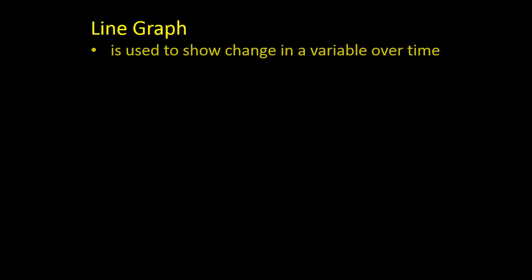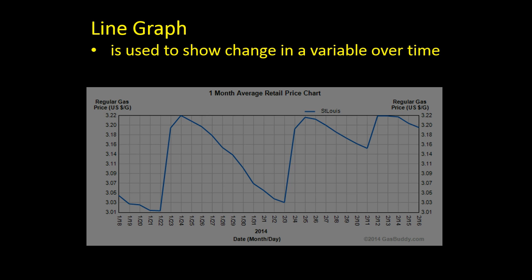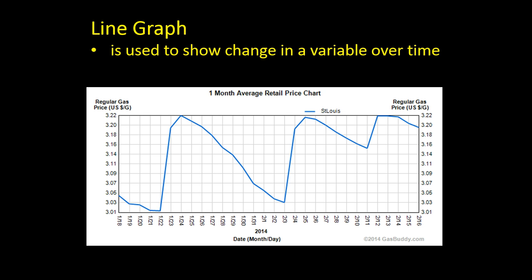A line graph is used to show change in a variable over time. This is an example of a line graph showing the change in gas prices, and it's pretty clear from the line graph that you can see when the gas prices go up and when the gas prices go down.